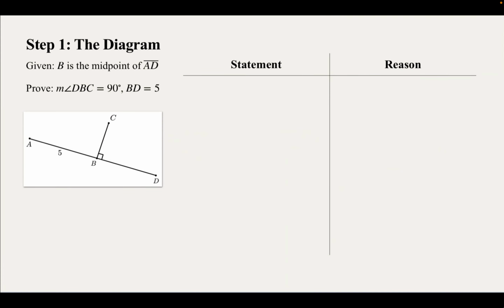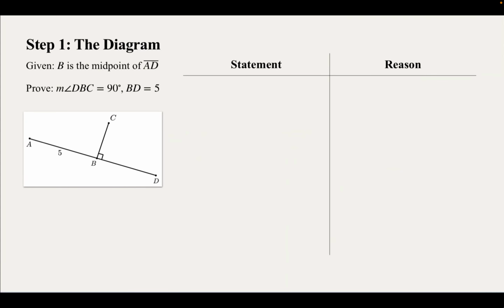Let's go through an example. We'll go through step by step and work through this proof. So we've got a diagram given to me. We know that B is the midpoint of segment AD. We want to prove that angle DBC is 90 degrees, and we want to prove that BD is 5.